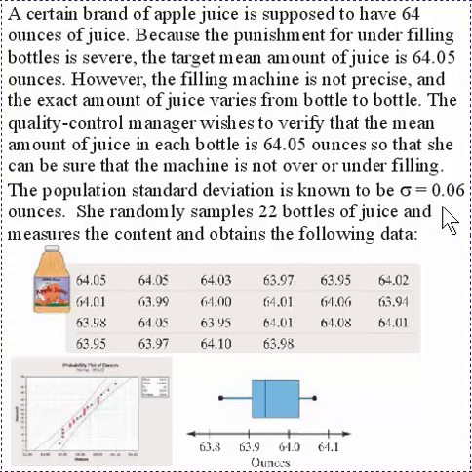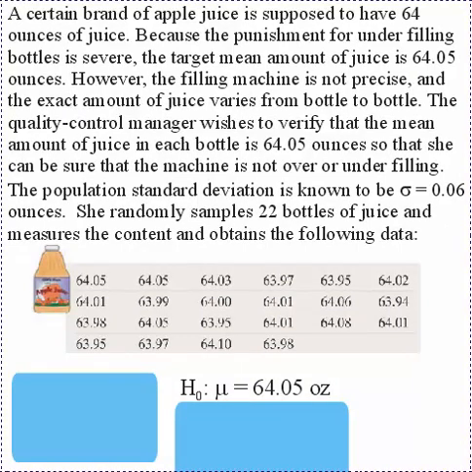Before you take your random sample, you are supposed to set up your hypotheses and decide on a significance level. The null hypothesis is the status quo, where nothing unusual is happening. It's what everyone thinks the population mean is equal to. The null hypothesis always has the equality. So it has to be the population mean is equal to the hypothesized value of 64.05 ounces.